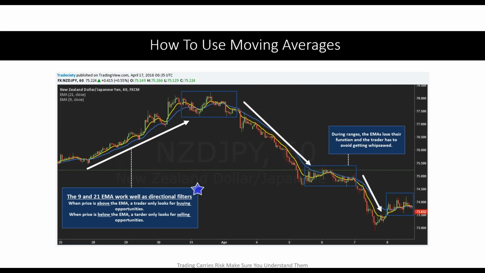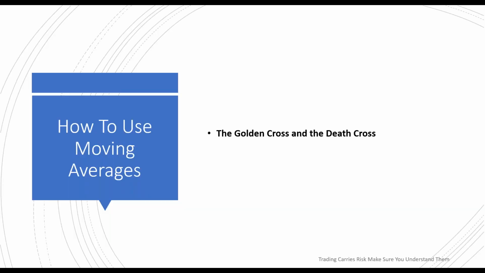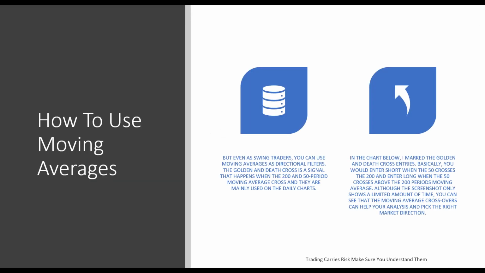So now here is an extremely well-known moving average crossover strategy. It's a combination of using a 9 and a 21. It's not mine. It is a standard, well-known strategy that is used throughout the markets. And that's a combination of 9 and 21. You could have used a 10 and a 20. It won't make much of a difference in the crossovers. But the known accepted one in the market is a 9 and a 21 day. And it's a directional filter. But even as swing traders, you can use moving averages as directional filters.